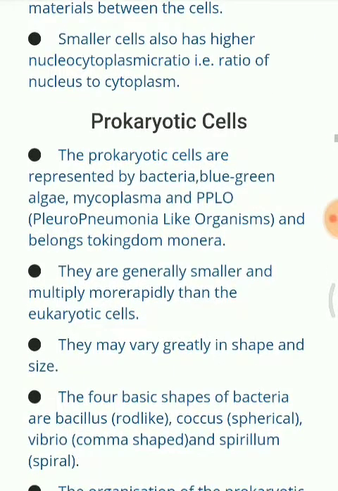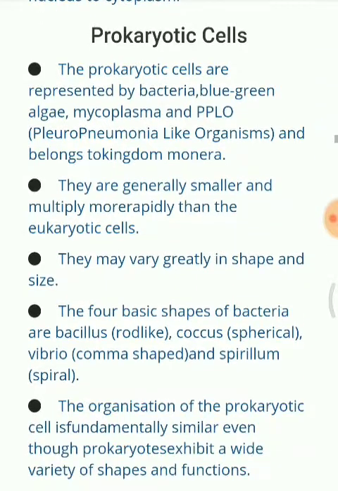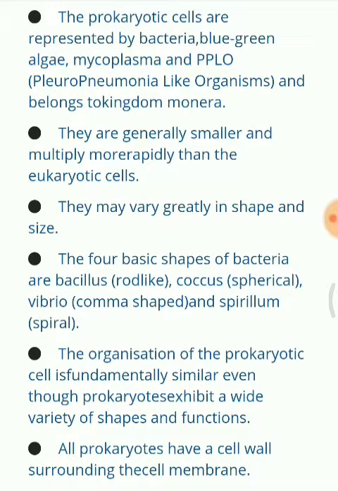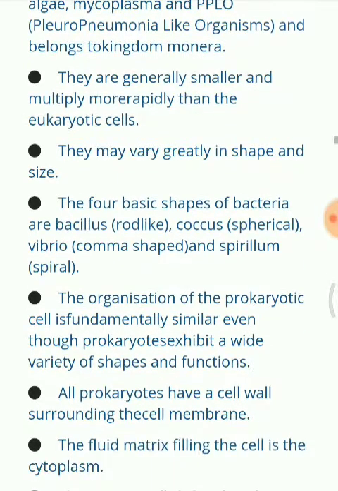Prokaryotic cells. The prokaryotic cells are represented by bacteria, blue-green algae, mycoplasma and PPLO, pleuropneumonia-like organisms, and belong to kingdom Monera. They are generally smaller and multiply more rapidly than the eukaryotic cells. They may vary greatly in shape and size. The four basic shapes of bacteria are bacillus, rod-like; coccus, spherical; vibrio, comma-shaped; and spirillum, spiral.